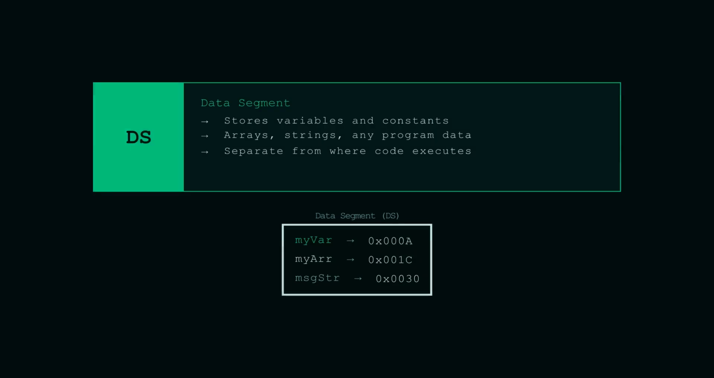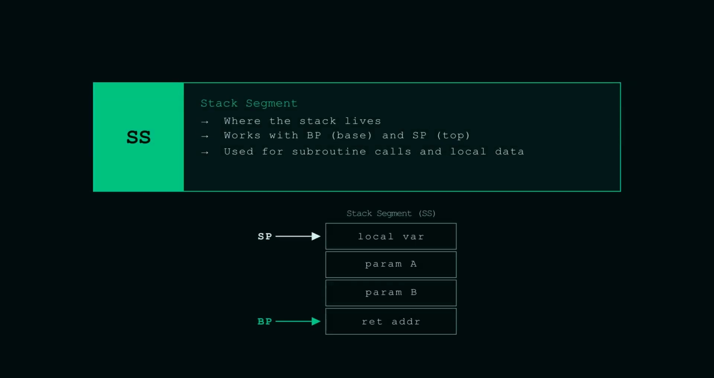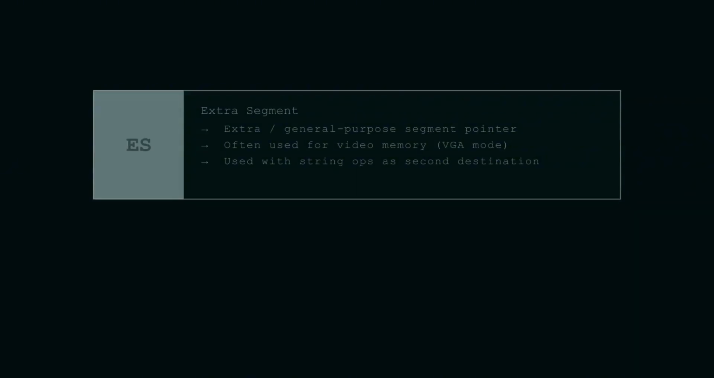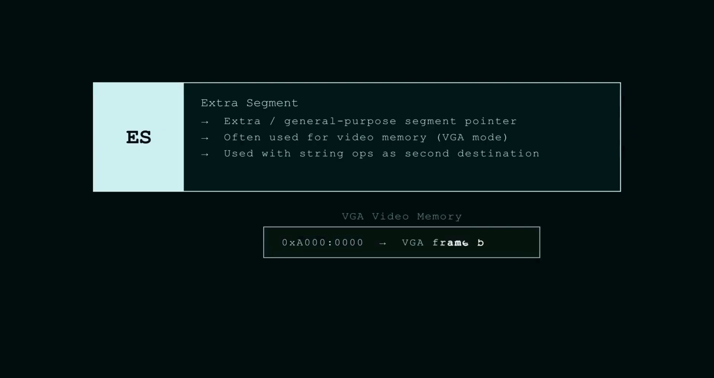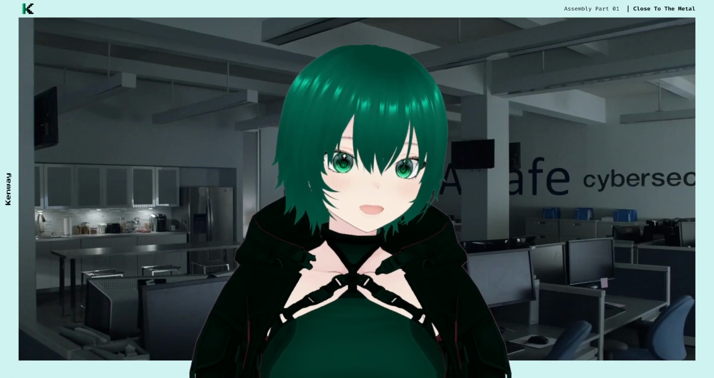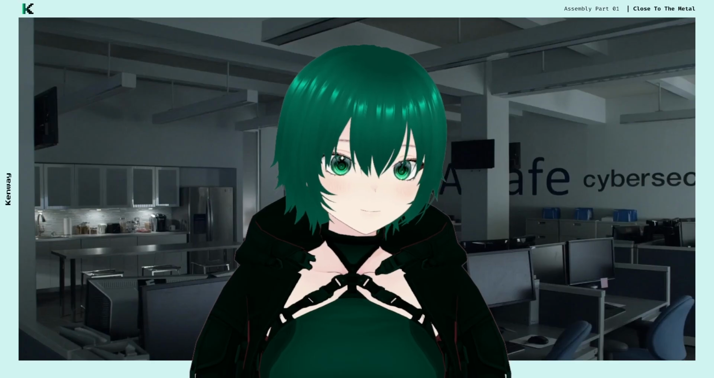Now, the stack segment is another segment where the stack lives, which we already discussed. We also have another segment which is called the extra segment. It's basically an extra pointer, often used for video memory, or what we were using in the last video as well, the VGA mode. We will discuss more about this extra segment, and we will have to use it in our future videos.